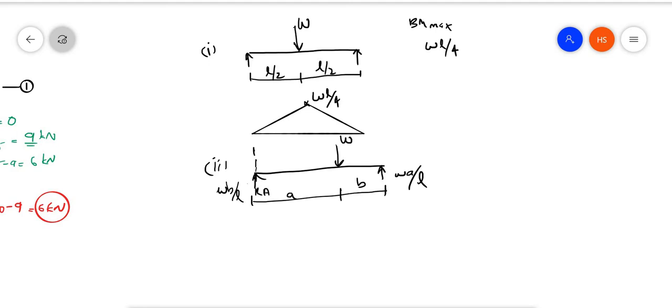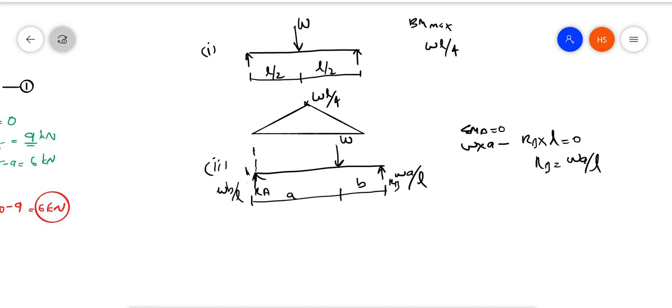I am taking here RA and RB. If I take the moment about point A, then sigma MA is equal to 0. Therefore, the moments are W into A minus RB into L is equal to 0. Therefore, RB is equal to WA by L. Similarly, RA is equal to WB by L.